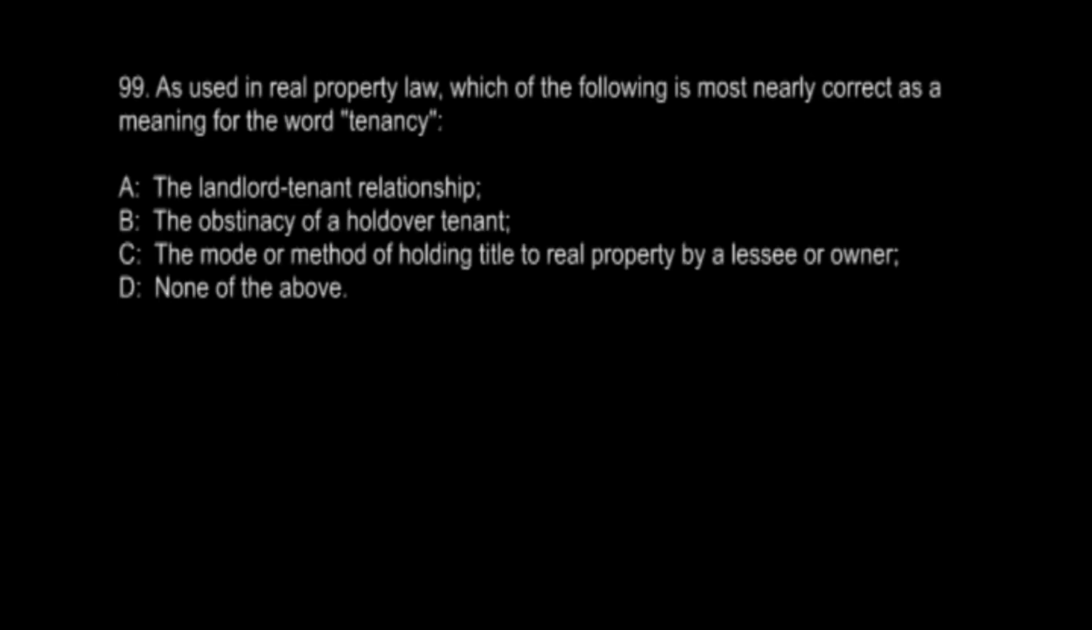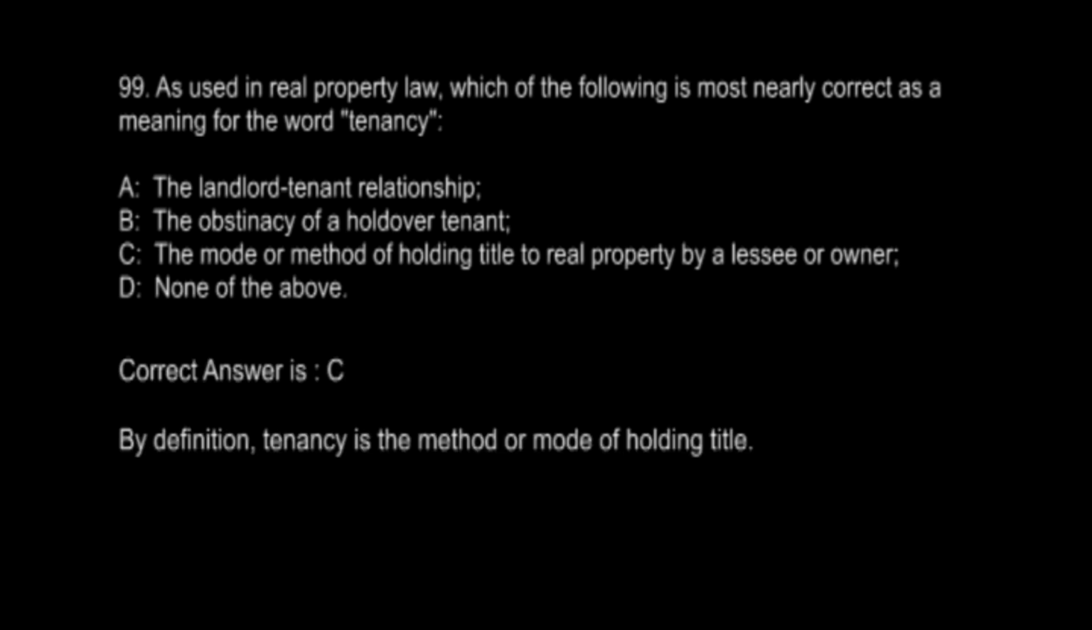99. As used in real property law, which of the following is most nearly correct as a meaning for the word tenancy? A. The landlord-tenant relationship. B. The absence of a holdover tenant. C. The mode or method of holding title to real property by a lessee or owner. D. None of the above. Correct answer is C. By definition, tenancy is the method or mode of holding title.